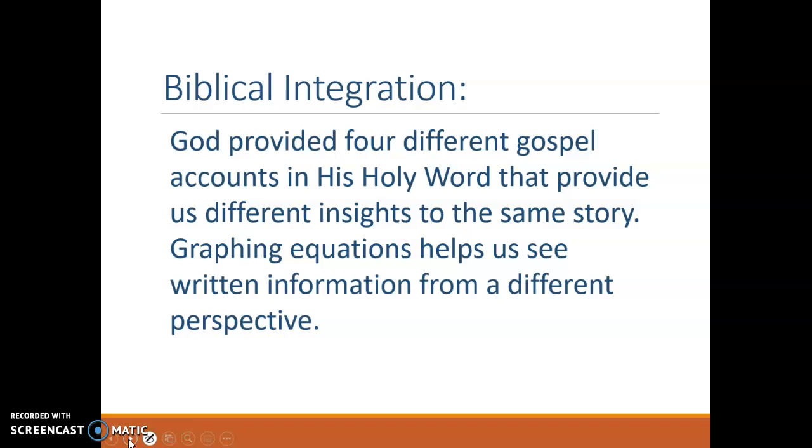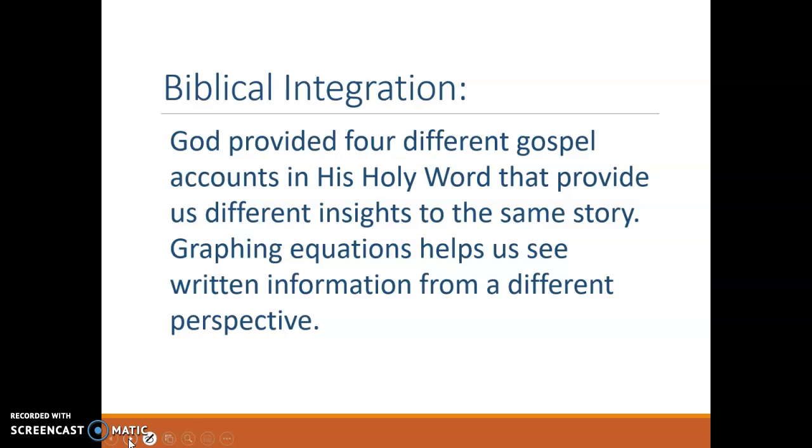Our biblical integration for this unit is that God provided 4 different gospel accounts in His holy word that provide us different insights into the same story, basically the life of Christ and the coming of this new covenant. Graphing equations helps us to see written information from a different perspective.